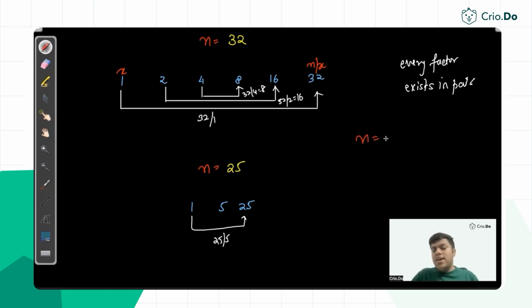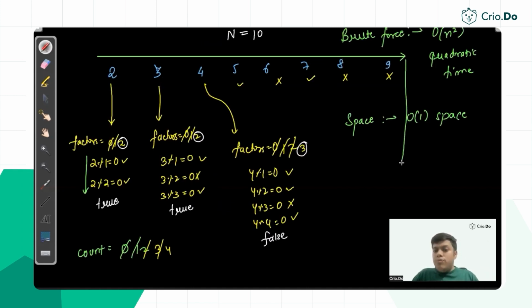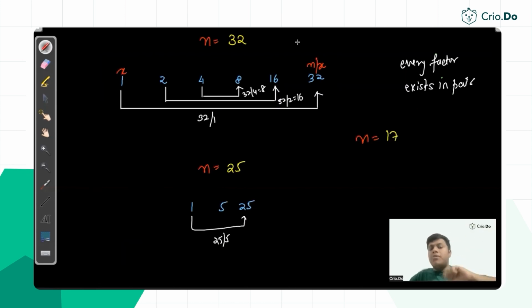Let's say n is a prime number, let's say n is 17. For 17, in the brute force solution, we were running a loop from 1 to 17, checking 17 modulus 1, 17 modulus 2, 17 modulus 3, up till 17 modulus 17. Why? Because we have to check how many factors of 17 there are. But now, since all the factors always exist in pairs, based on this property we are saying that if there is a factor less than the half of the range, then there will be a factor in the right half also. But if there is no factor in the left half, then there will be no factor in the right half also. So what is the left half, what is the right half?